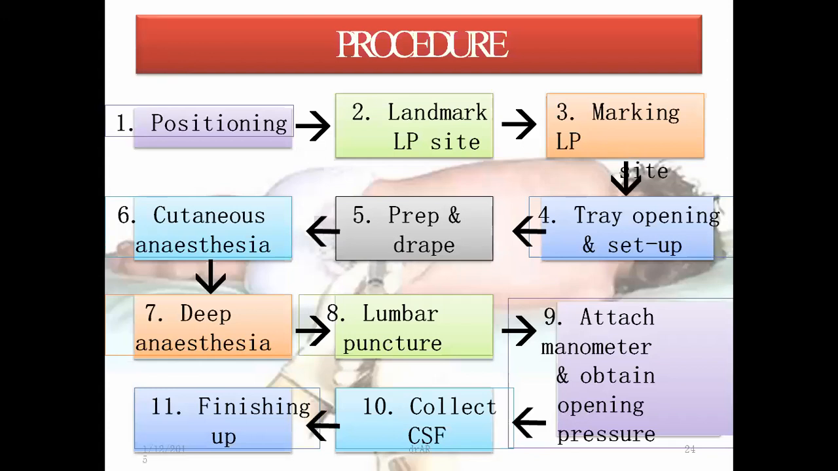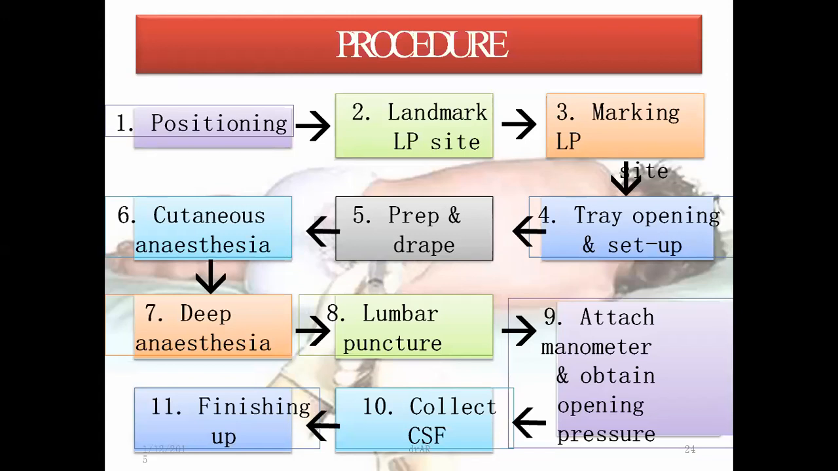So now this is just our plan. We position the patient, mark the landmark of the LP, set up the tray, prep and drape the patient, and next go for local anesthesia with 1% lidocaine without adrenaline. In case you want deep anesthesia, we can do that. Then we go with the procedure, that is, the lumbar puncture.